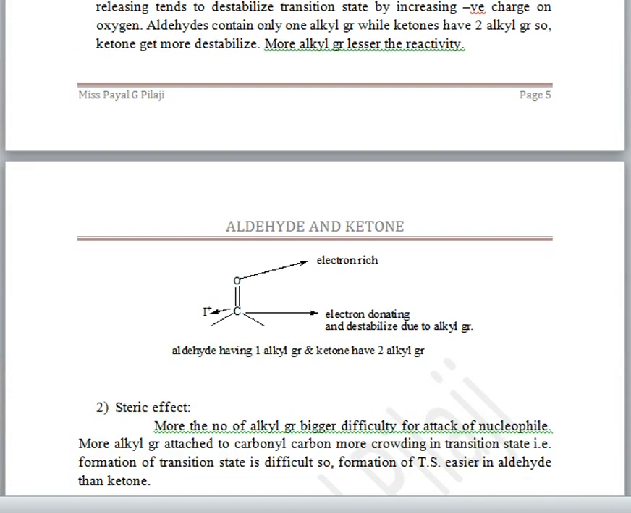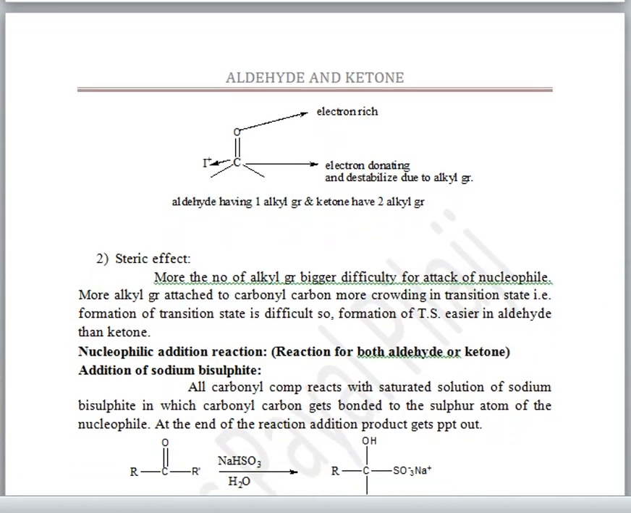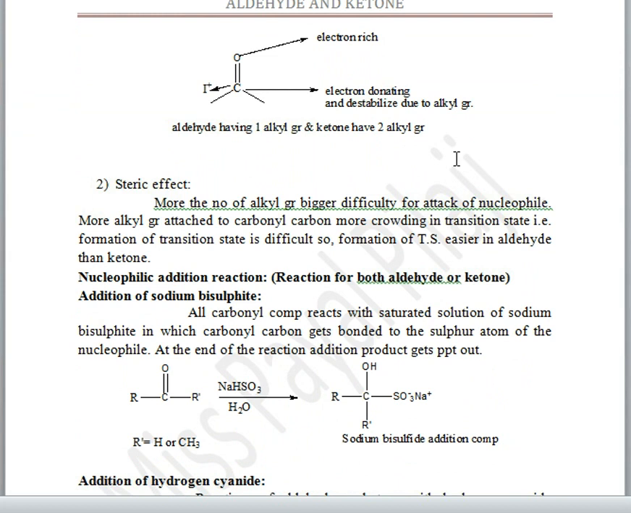Here the aldehyde has one alkyl group and the ketone has two alkyl groups. Oxygen is electron rich, and the carbon is destabilized due to the electron donating alkyl group, which is present on both sides in a ketone and on only one side in an aldehyde.